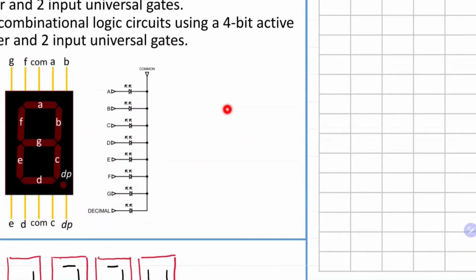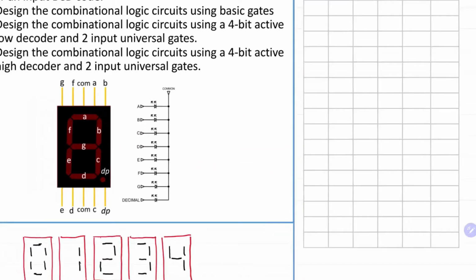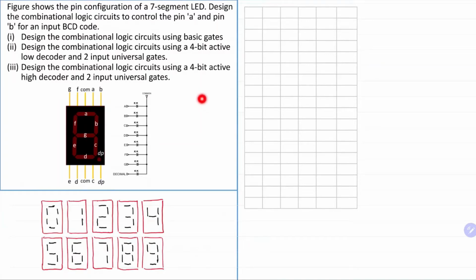to ground. Okay, so pin A needs to have a high logic in order to drive or turn on the LED. And pin A controls the LED light here on the top. Pin B is the vertical line here, the vertical LED, and so forth. So in this question, you're asked to design the circuits to control pin A and pin B only. So you're not asked to design the whole system, but just pins A and B.